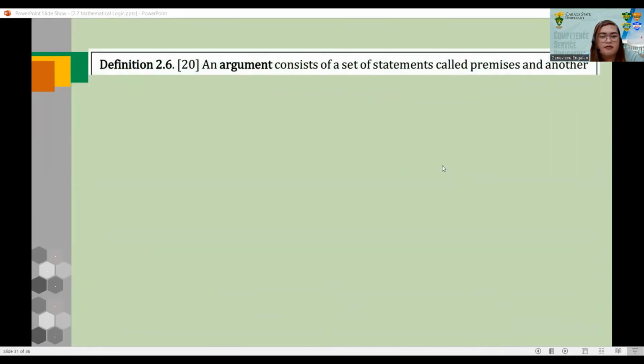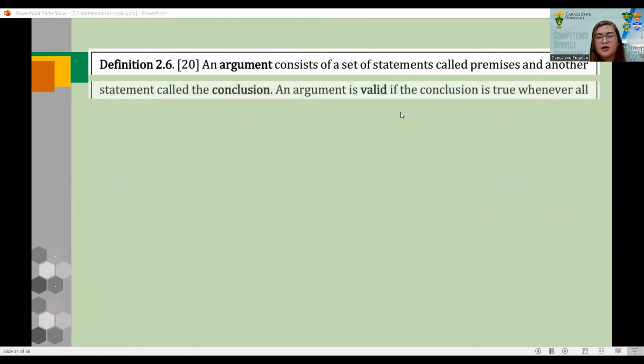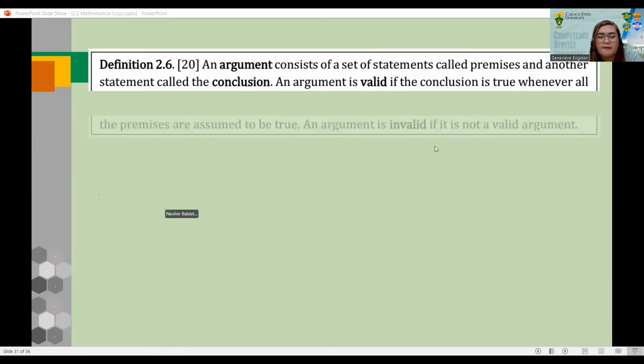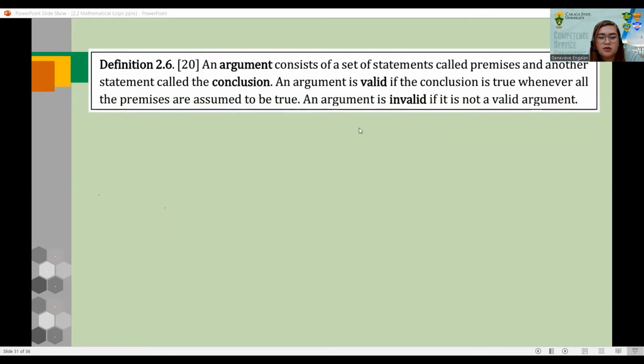So we also have the argument. Okay, so an argument consists of all sets of statements called the premises and another statement called the conclusion. So an argument is valid if the conclusion is true whenever all premises are assumed to be true. So an argument is invalid if it is not valid.